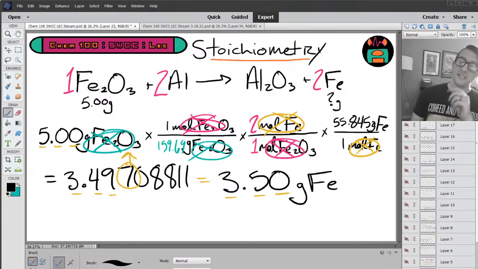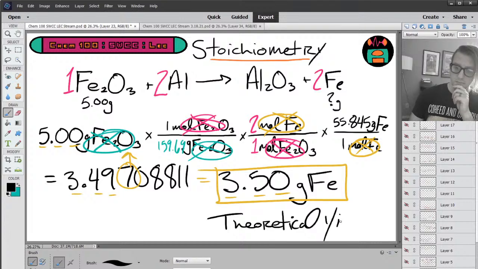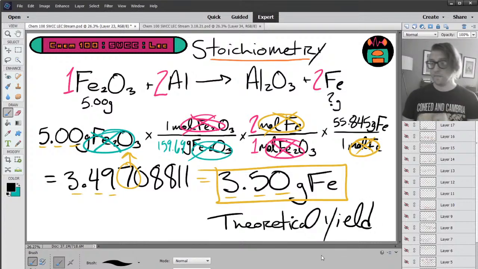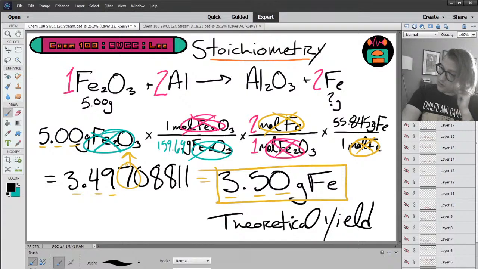All right, so this is now the theoretical yield for iron. All right, that is the theoretical yield.